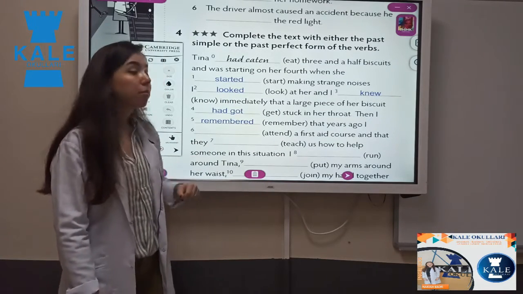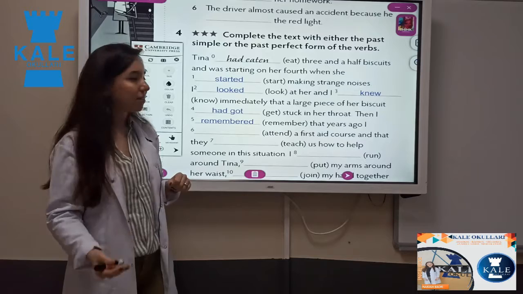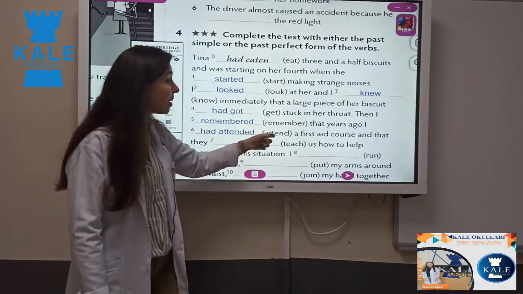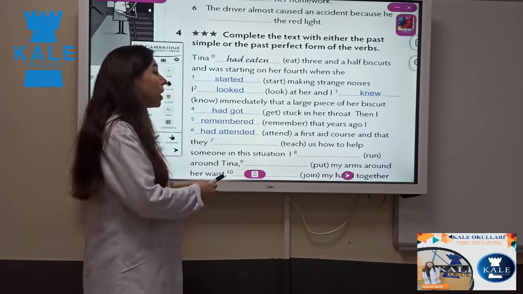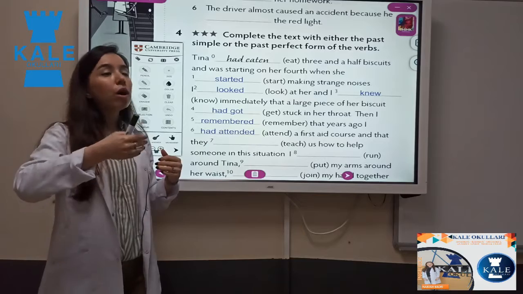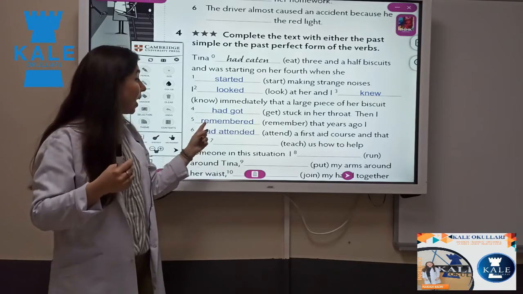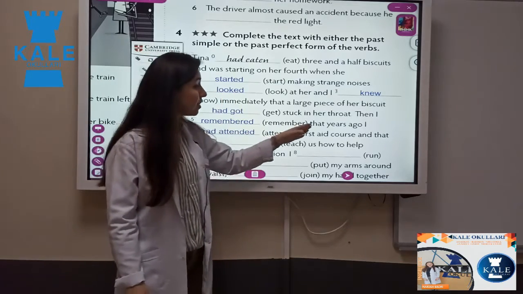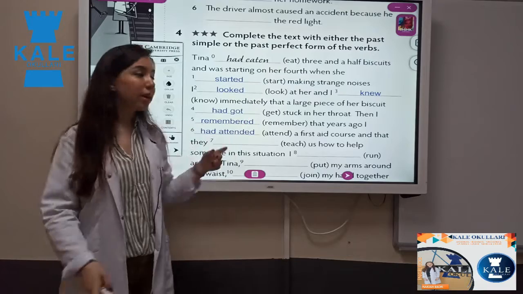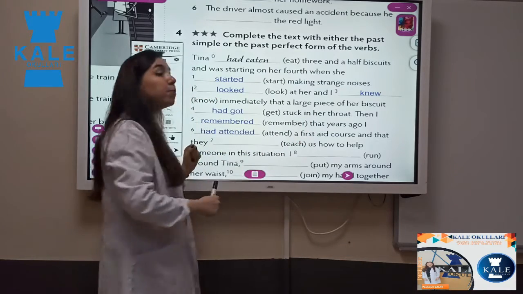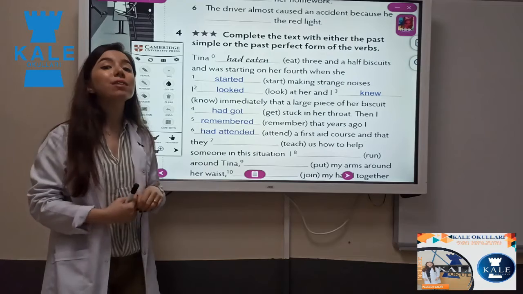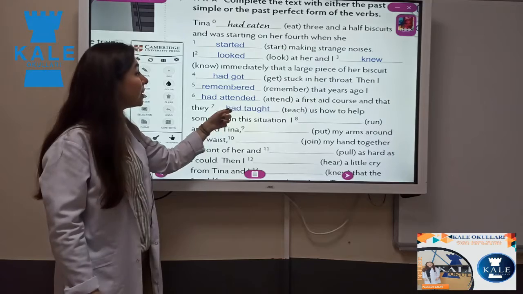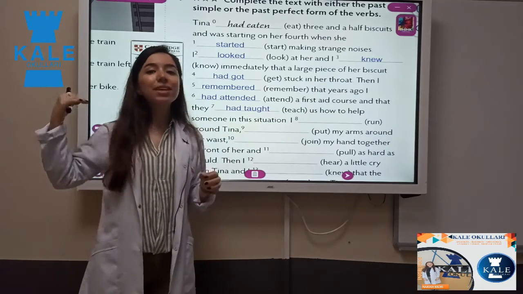Then I remember after that stuck here, past simple, of course, I remembered that years ago I had attended a first aid course. Because years ago I had attended a first aid course, then I remembered, yes? So this action happened before I remembered something. So because of that we use past perfect simple. I had attended the first aid course and they had taught us something in the past, yes?